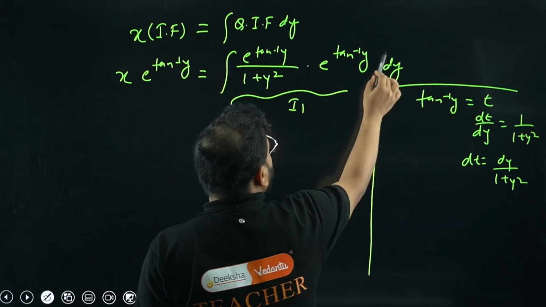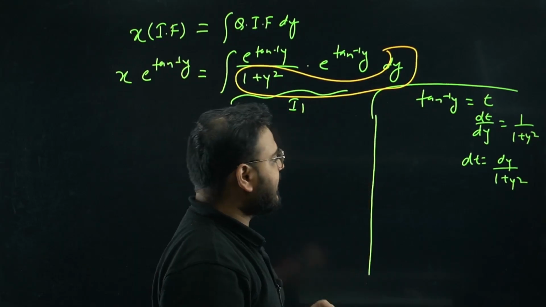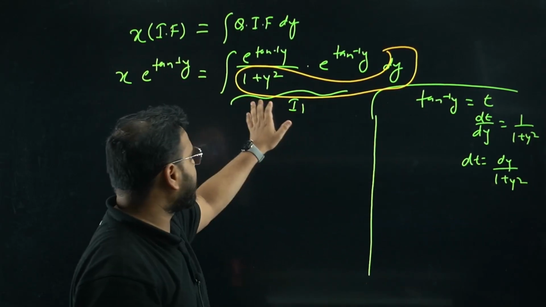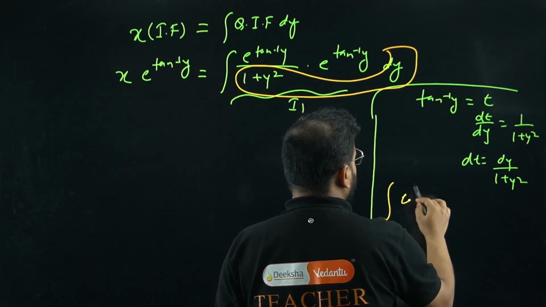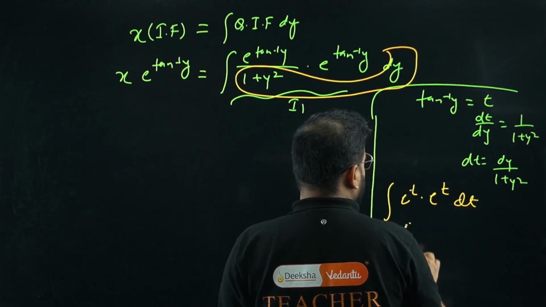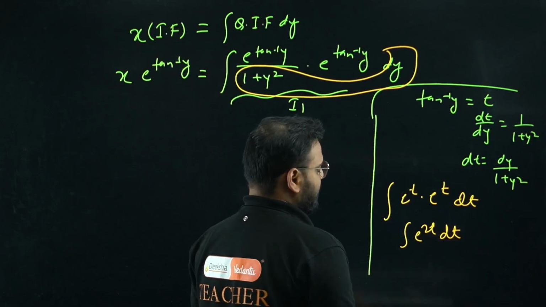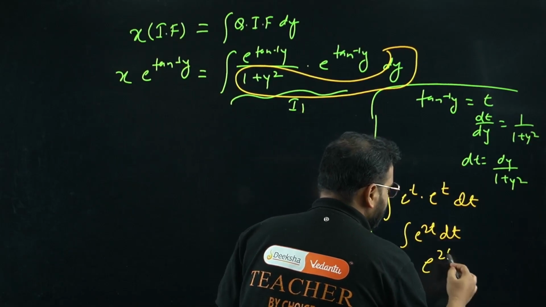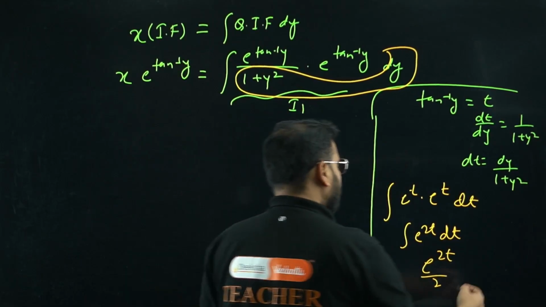I'm trying to say here this part, dy by 1 plus y square, will become dt, and the rest will become e power t into e power t. So this will transform into e power t into e power t dt. So integration of e power 2t dt. What is that? It will remain the same divided by the constant multiplied to the power, so divided by 2, of course, plus c will come.